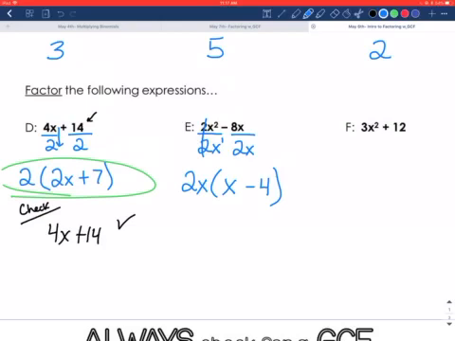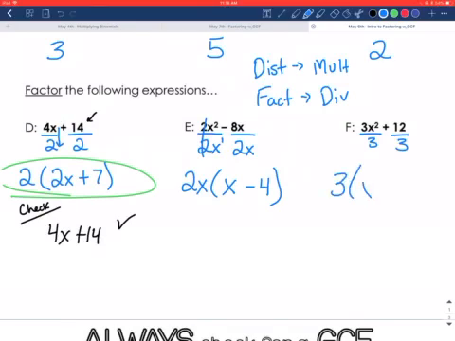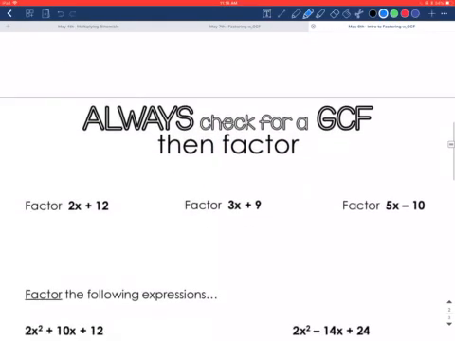So whereas distributing is like multiplying, factoring is like dividing. So we're doing the exact opposite. 3x squared plus 12, we have a GCF of 3 there. We don't have an x because there's not an x in the 12 term. So we write a 3 with an open parentheses and just divide.